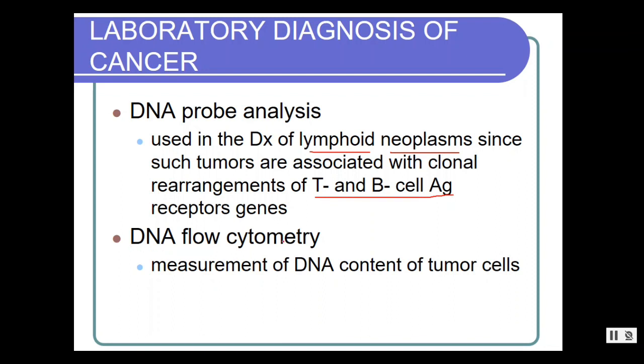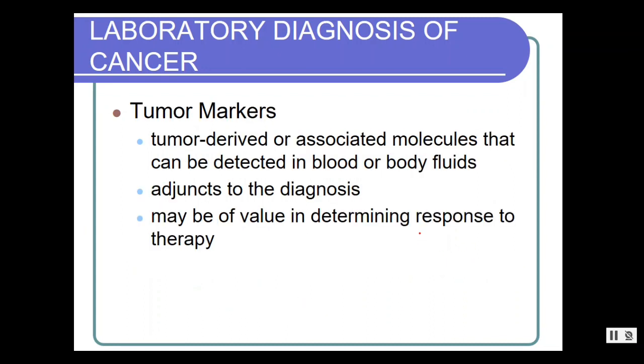How about DNA flow cytometry? It's a very good test because it measures the actual amount of DNA in the tumor cell. If there is more DNA, meaning the tumor cell can easily multiply, kasi marami siyang DNA. But if there is less DNA, then it does not multiply very fast.